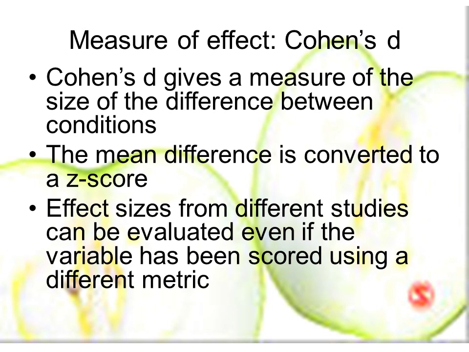The mean difference, the actual difference that's being measured, is converted into something called a z-score. And the z-score is how you would present that final data. Not the mean, but the z-score. Effect sizes from different studies can be evaluated even if the variable has been scored using a different metric, meaning that number can be converted, even if it has been measured using some different type of measurement, it can still be converted back over into a z-score, or the mean difference.